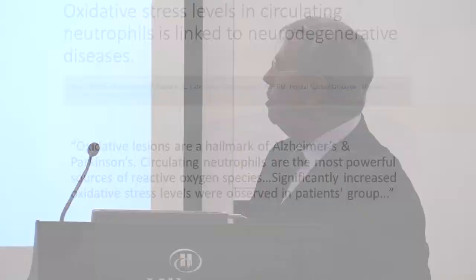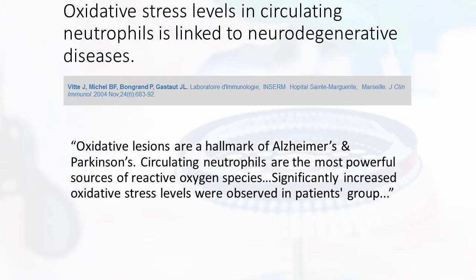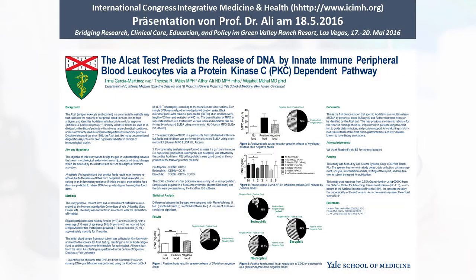I put together, and this could be hundreds of slides, conditions where circulating neutrophils or activating neutrophils are implicated in neurodegenerative diseases. We've talked about that. Some of the other work at Yale, and I apologize, I last gave this presentation in Germany and I forgot to change the title, but that's the title. ALCAT test predicts the release of DNA by innate immune peripheral blood leukocytes via protein kinase C dependent pathway.